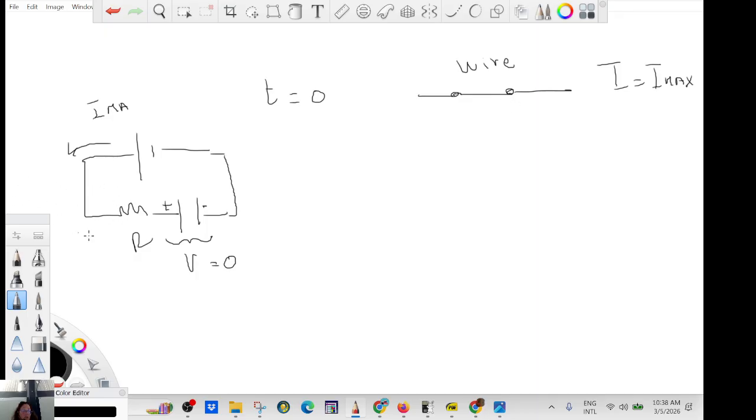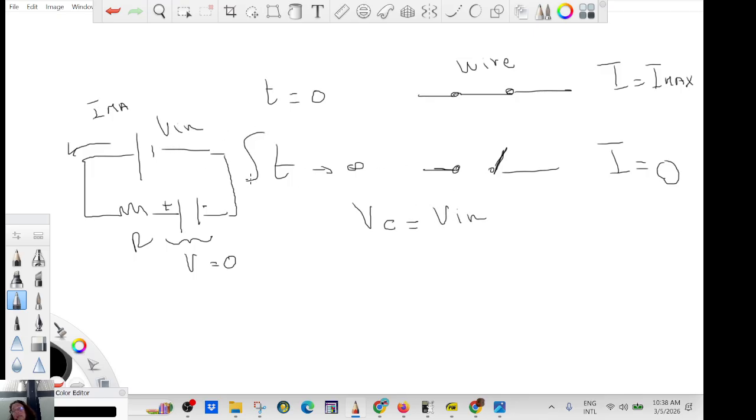So it's going to charge, and when it's totally charged, you can replace the capacitor by an open switch. And the current will be equal to 0. And the voltage across the capacitor will be equal to the voltage of the battery. And here, at the start, the voltage across the capacitor equals 0. Any question? Went a little bit fast.